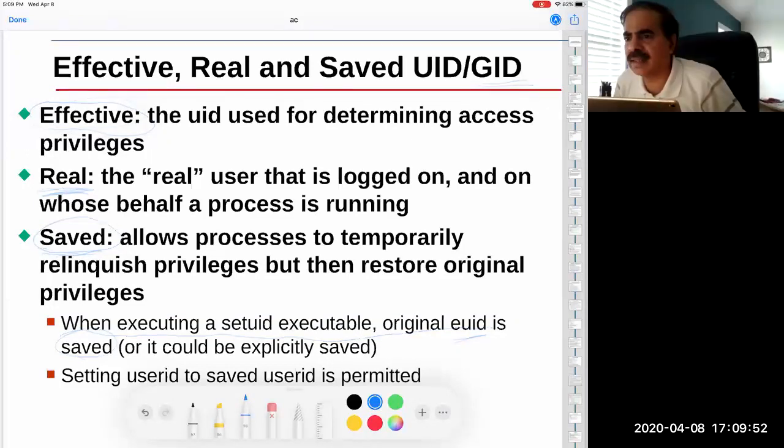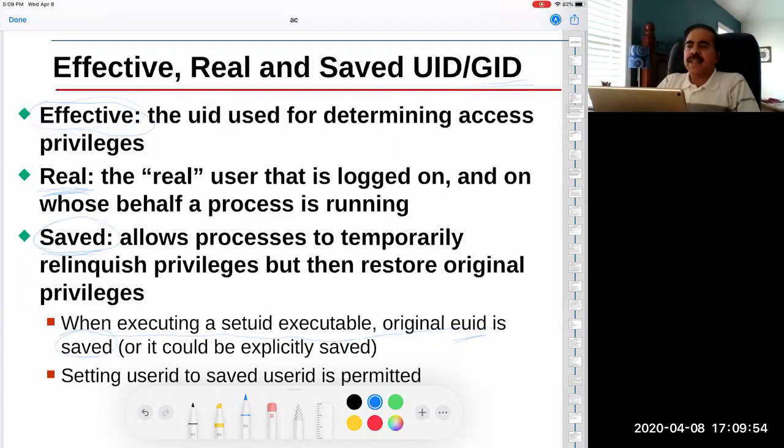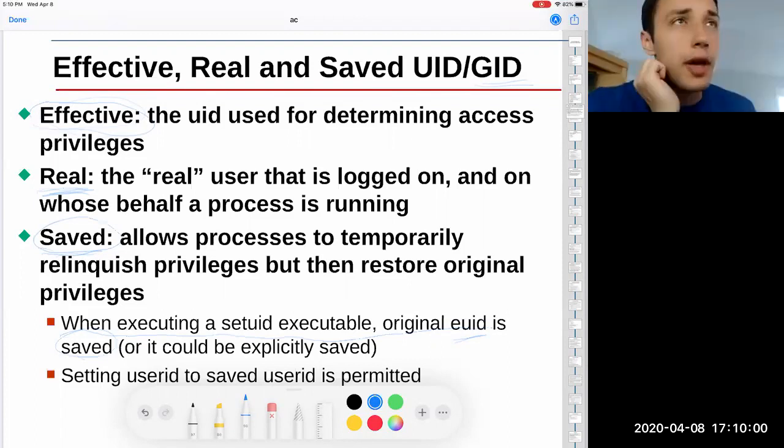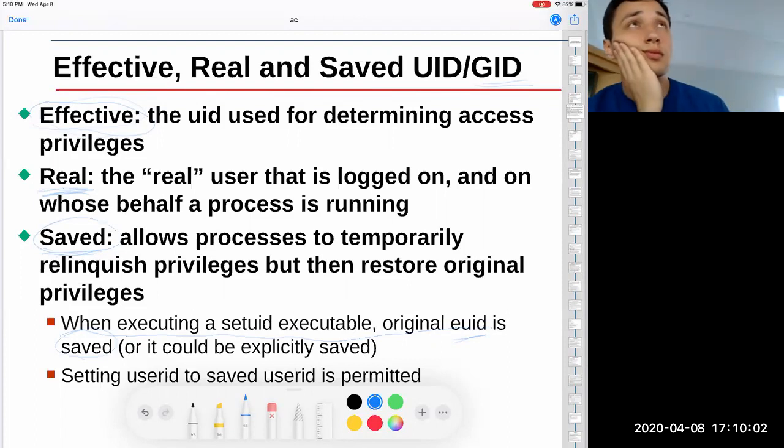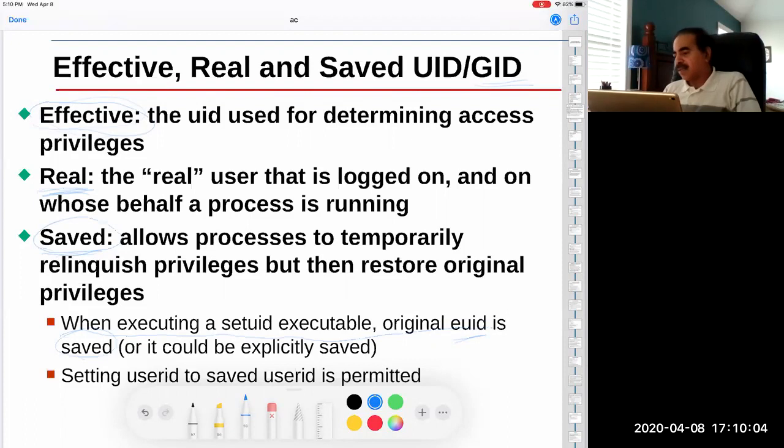No, these are all inside the operating system, right? The operating system is maintaining the information about what the user ID is. So it is as secure as the operating system itself. Again, it's the operating system that's enforcing all of these policies, so the user process has no say in this.